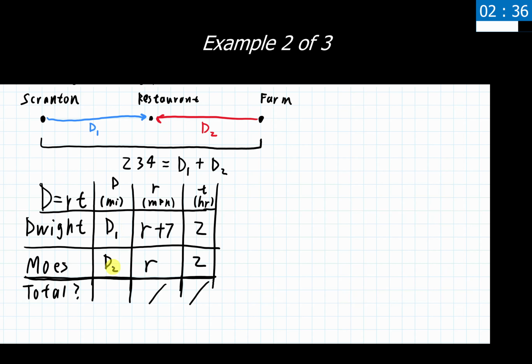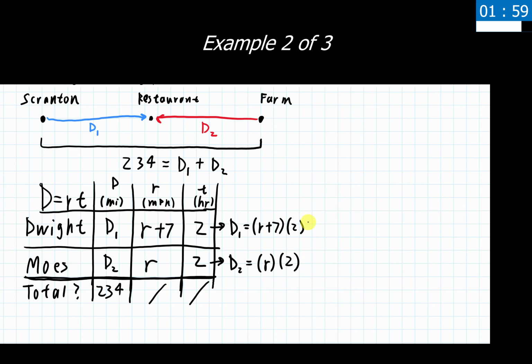Am I adding the distances together? Yeah, I'm getting a total distance here of 234 miles. So suddenly, this vertical column is matching up with this original equation that we made here. So let's rewrite each of these rows as specific equations now. The equation for distance 1 is r plus 7 times 2. And the second distance is going to be r times 2 as well.